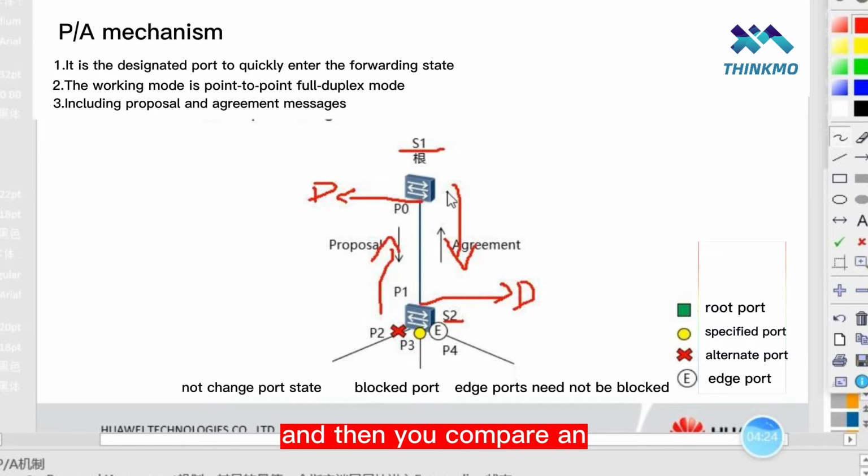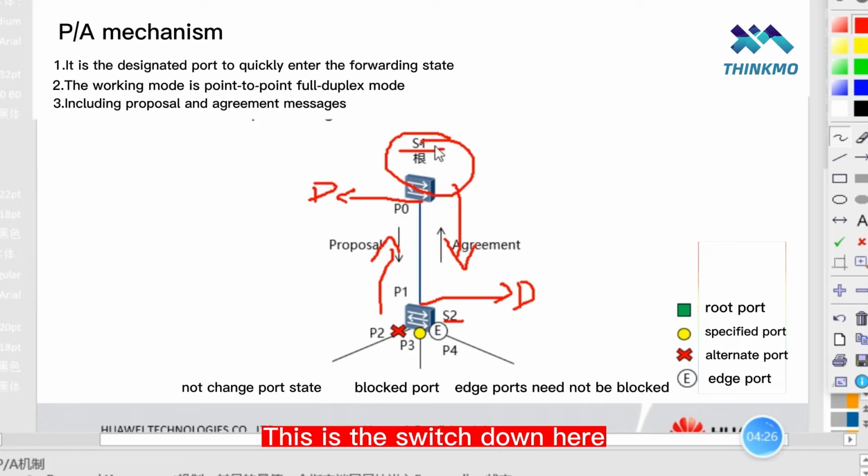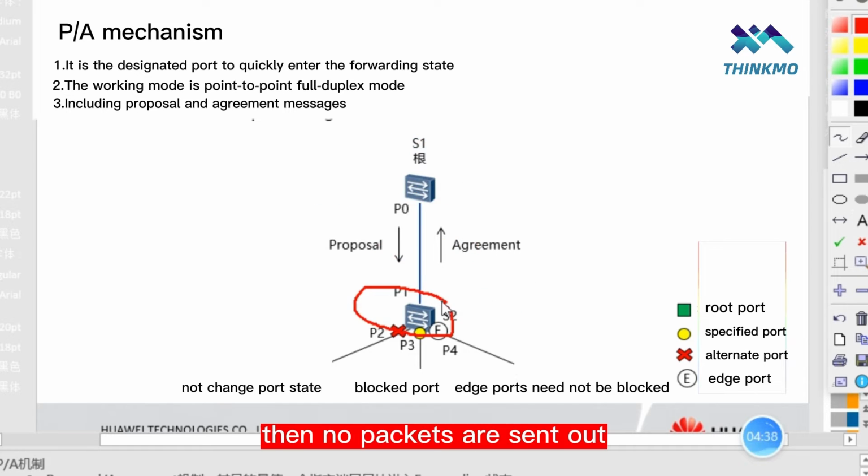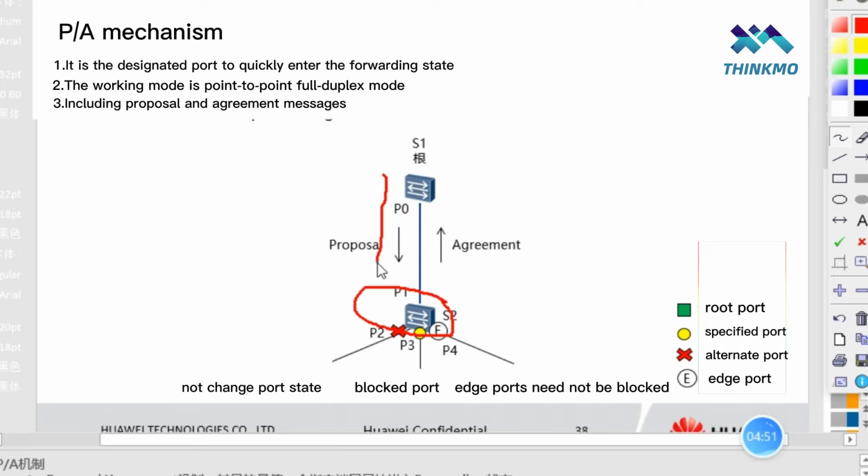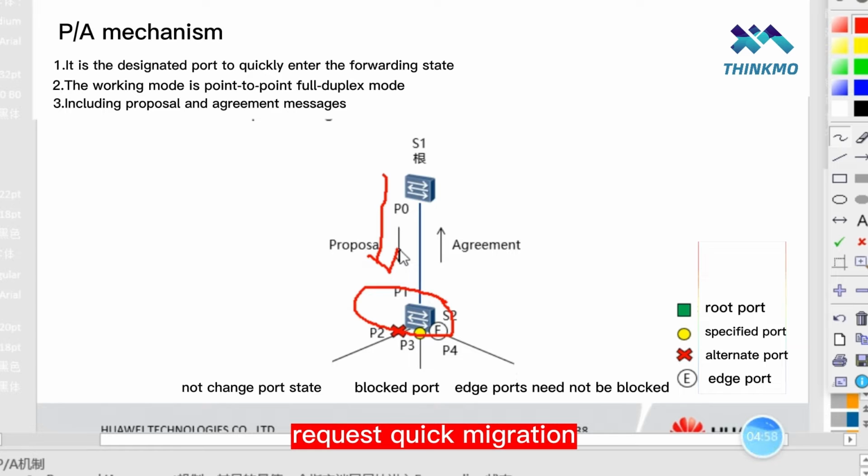The two send a corresponding packet to each other. And then you compare and you find that S1 is the root. This is the switch down here. Then no packets are sent out. It will wait for the S1 switch's proposal message, requesting quick migration, that means a quick transition to a forwarding state.